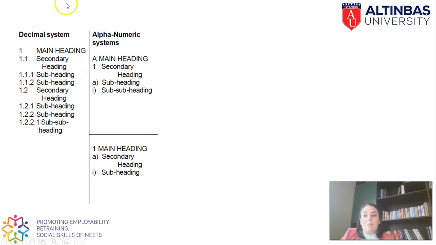This is an example for the formatting of the headings. If you use the decimal system, you will write the number for the main heading, 1; 1.1 shows the secondary heading, 1.1.1 shows a subheading, 1.2 shows a secondary heading, and so on. Or you can use an alphanumeric system. For the main headings, you can use A, B, C, the alphabet, and then for the secondary headings and so on, you can use the numeric system.